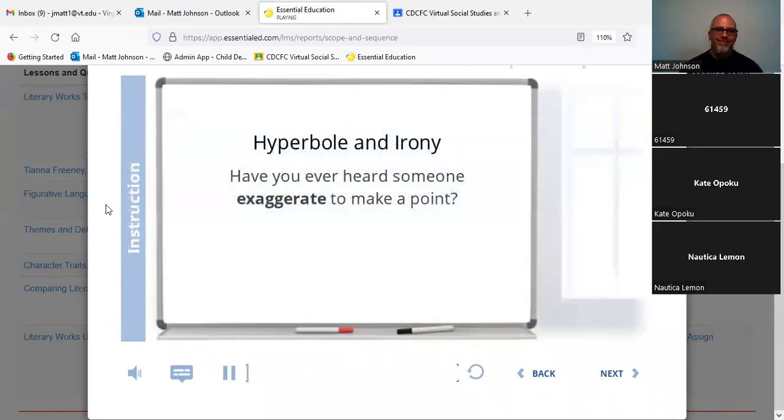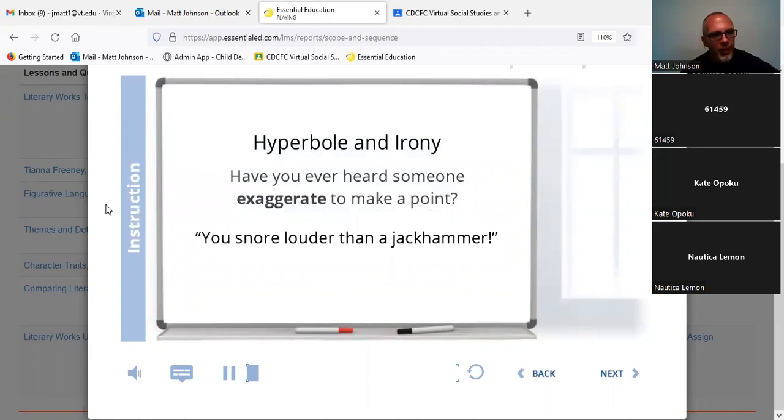Have you ever heard someone exaggerate to make a point? One time, my uncle said to me, "You snore louder than a jackhammer." That's a kind of figurative language called hyperbole. Hyperbole is when you outrageously exaggerate something in order to make a point. So here, my uncle wasn't literally saying that I snore louder than a jackhammer. He was just using hyperbole to make the point that I snore loudly.